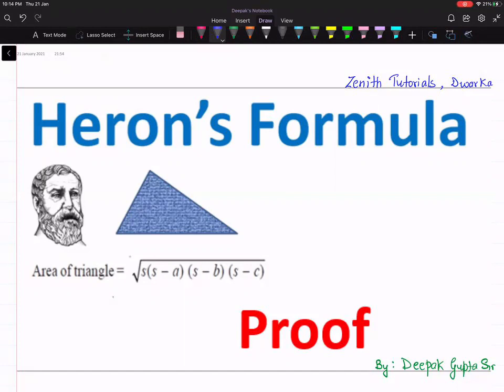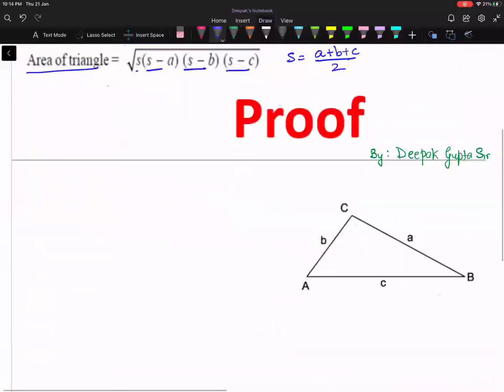Okay, so this is what Heron's formula is. If the sides of the triangle are a, b and c, then the area of the triangle is given by the square root of s into (s minus a), (s minus b), (s minus c), where s is the semi-perimeter, that is (a plus b plus c) by 2. Right, it's an elegant proof. Let's see the proof of this.